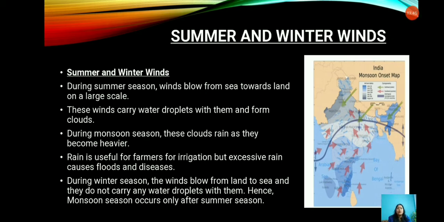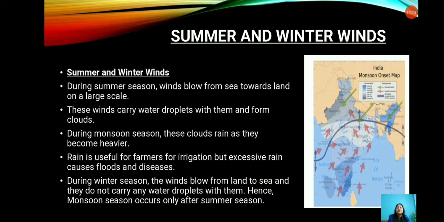So the wind carries water droplets with it, and the wind which is blowing carries the water droplets and forms the cloud. And during monsoon season, these clouds rain as they become heavier. So this is very simple to understand. So I hope you have understood that. Rain is useful for farmers for irrigation, but excessive rain causes floods and diseases.